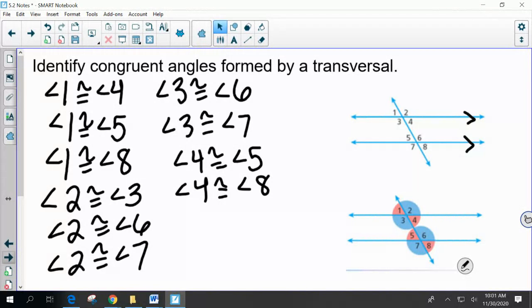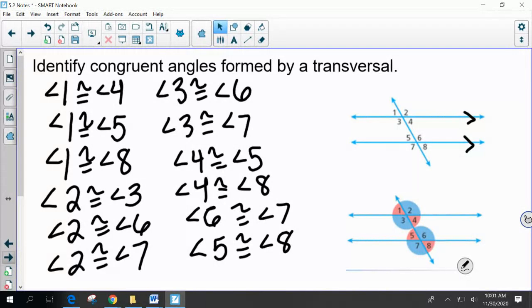And then let's look at angle 6. Angle 6 matches up with 7, I think is the only one we haven't covered. And then 5 and 8 we haven't written down. Angle 5 is congruent to angle 8.